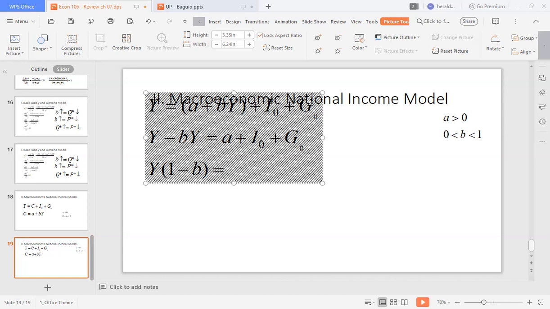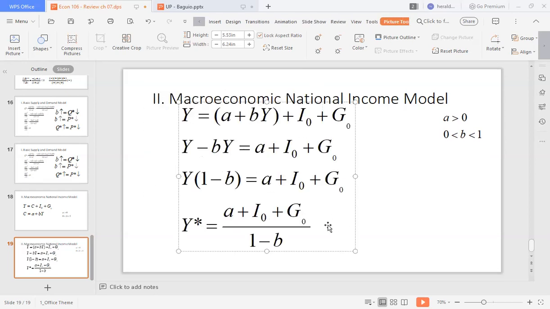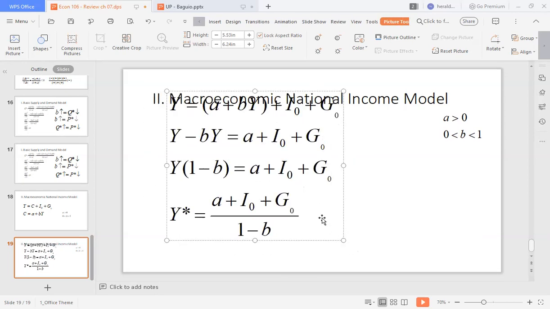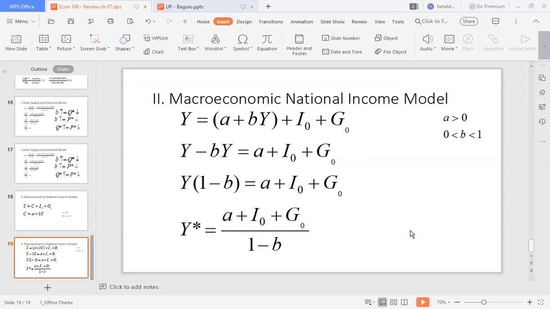And we isolate Y here, so we divide by 1 minus b. Is it correct? So again, we've only solved so far for our equilibrium Y star, which is equal to a plus I plus G over 1 minus b.